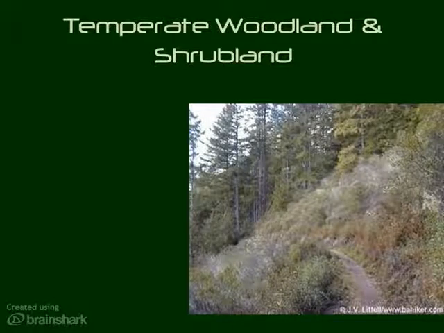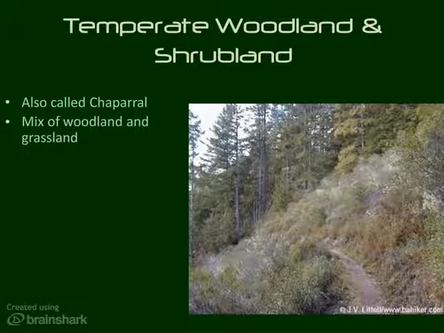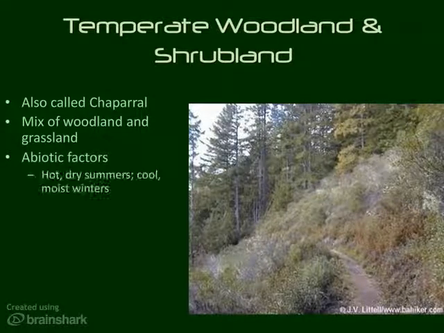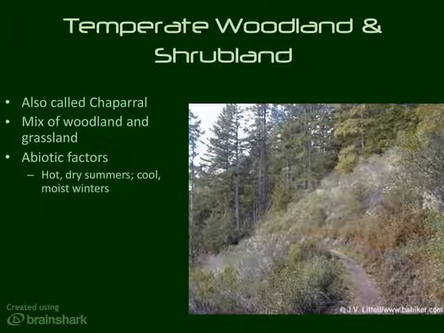Also called the chaparral, the temperate woodland shrubland is a mix of woodland and grassland. The summers tend to be hot and dry, while the winters are cool and moist, seeing quite a bit of snowfall or rain. Unlike grasslands, however, the soil here tends to be thinner and poor, and areas tend to be prone to fires, especially in the dry summer season.